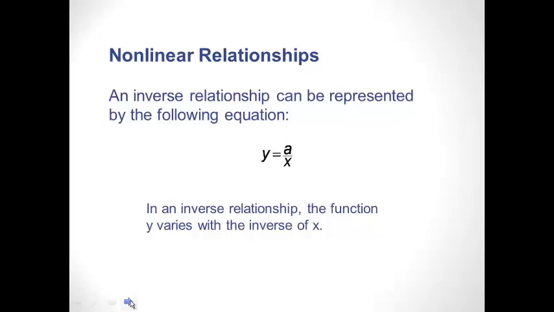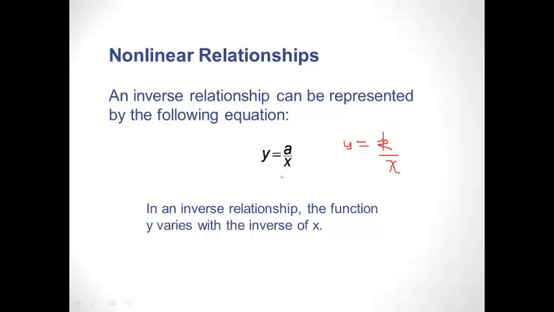An inverse relationship is basically of the form that y is equal to the inverse of x times some constant. So if I pick up my pen here and take a look at this, a lot of times they'll use k instead of a. So you might have something that looks like this: y is equal to k over x.